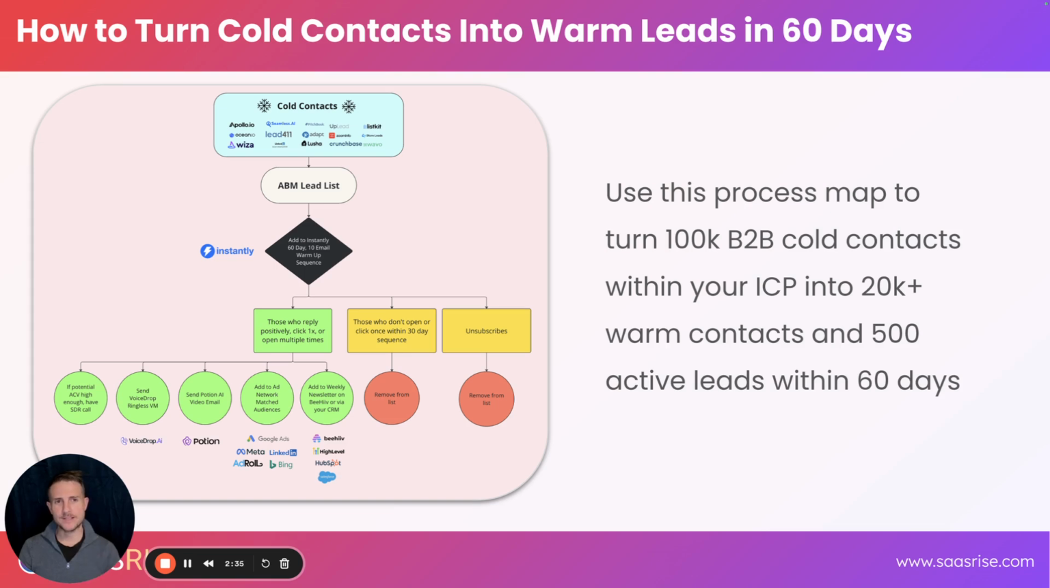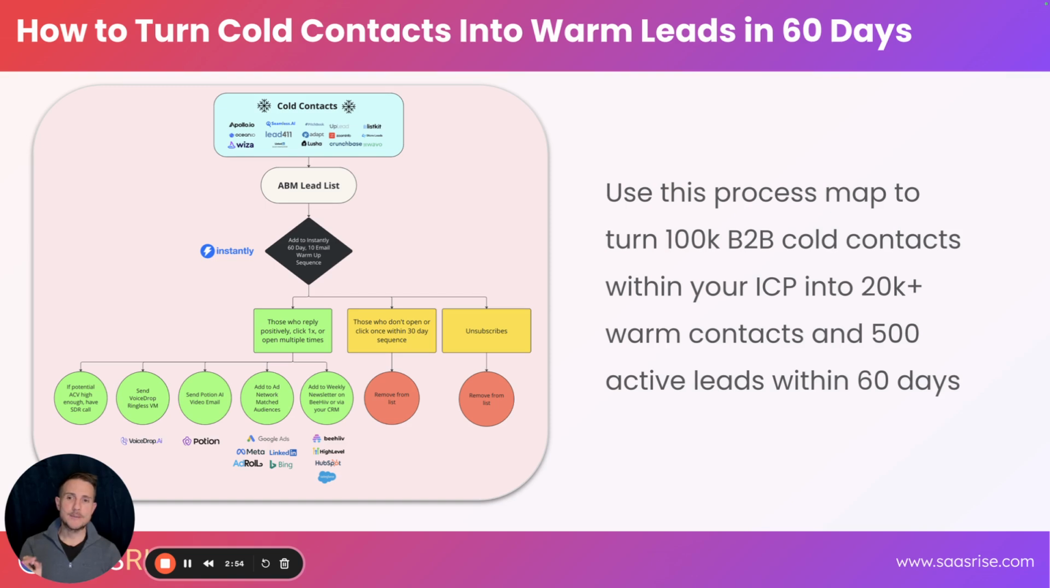You can use this process map to turn 100,000 B2B cold contacts within your target audience into about 20,000 warm contacts and about 500 active leads within 2 months or less. There's really 2 steps to this. After you build your ABM lead list, you add them to Instantly so that you can do your email sequencing.